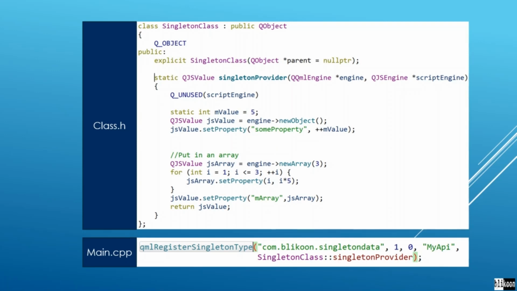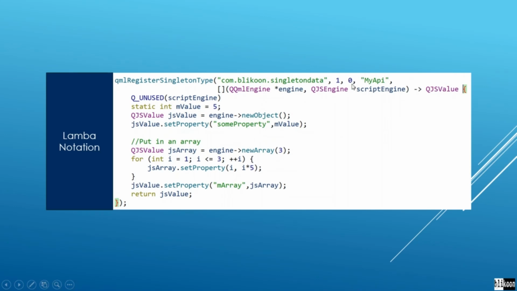This is not the only way. You can also do this using lambda function notation. You can register the type immediately like this and provide the pointer to the singleton provider as a lambda function. You see, this is a lambda function. This is the parameter list. You see that it is the same signature we had in the class, and it returns a QJSValue.